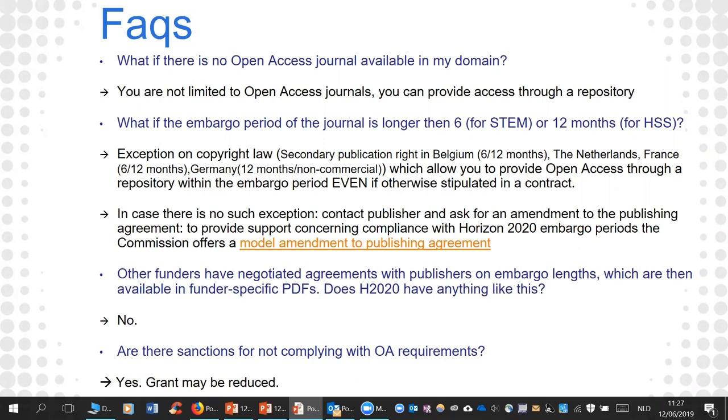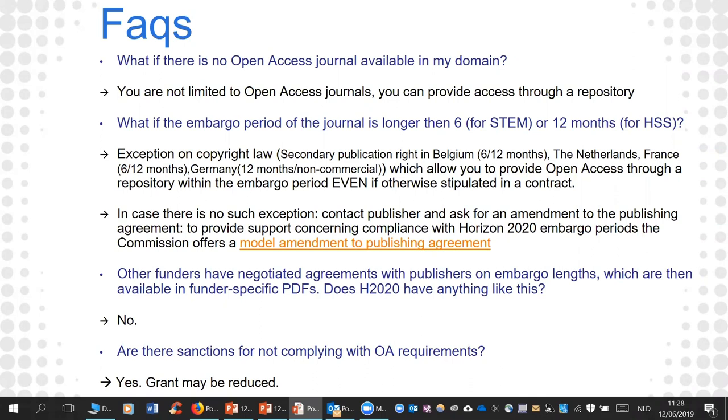What if the embargo period of the journal is longer than 6 months or 12 months for social science? This is a difficult one. In some countries, there's an exception in the copyright law, which says that you can provide open access to a repository within the embargo period, even if it's otherwise stipulated in a contract by a publisher. So it overrides the contract of the publisher. So in Belgium and in France, the embargo periods that they say are allowed correspond with the regulation of the EC, 6 to 12 months. In Germany and the Netherlands, where you also have this exception in copyright law, it's a little more vague.